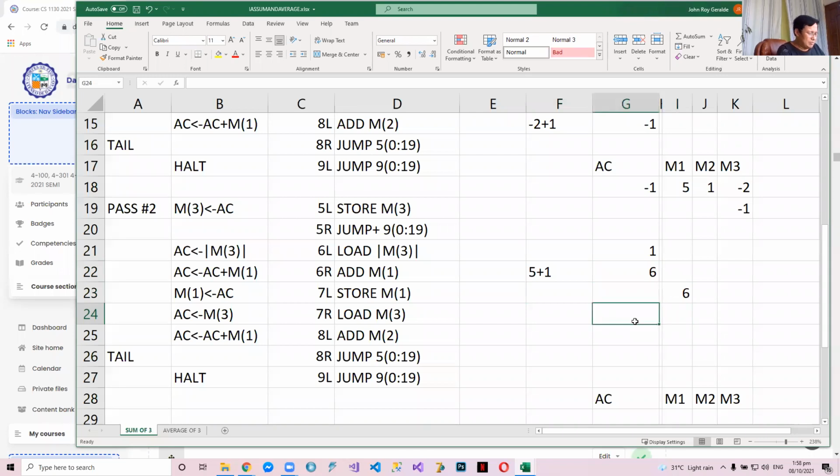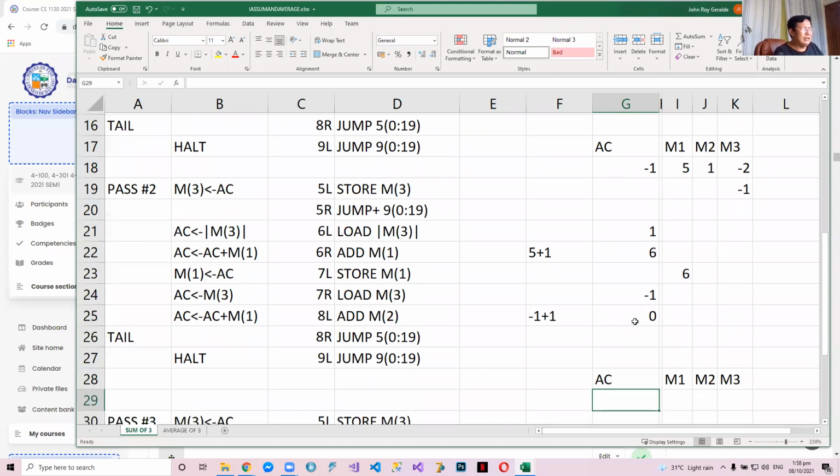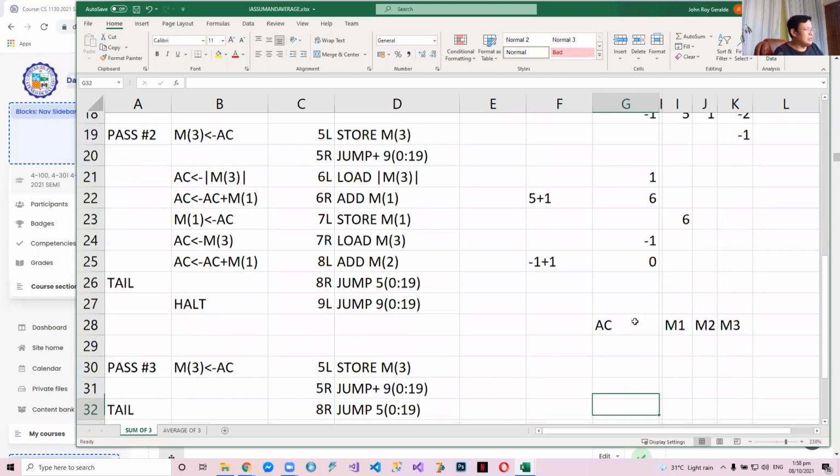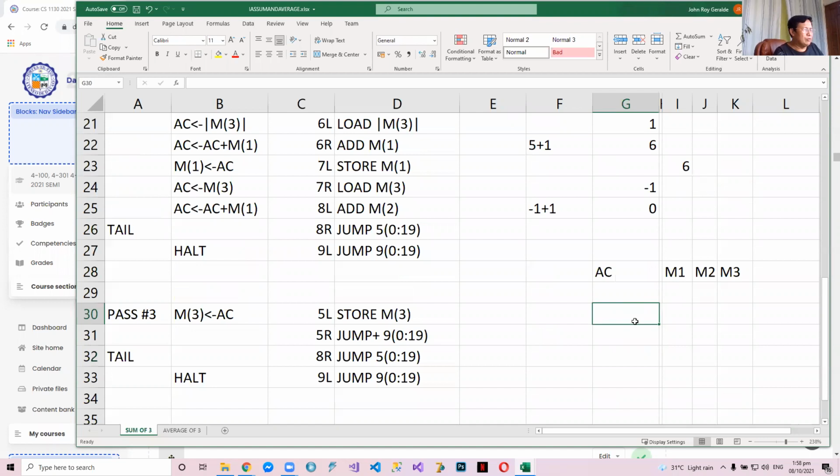Load M3, so this becomes negative 1. And then we add M2, so this becomes negative 1 plus 1. Do you follow? So this is 1 minus 1. Okay? So this becomes a 0. And then we jump to 5019. Balik tayo sa taas. There's no other choice because we have no condition.